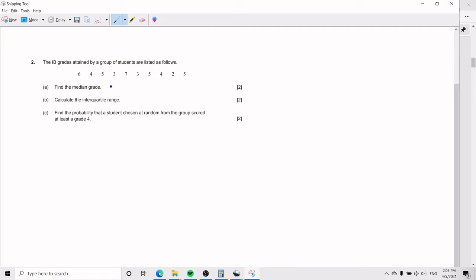Hello everybody, today we'll be going over an IB Math Studies problem on stats. We have that the IB grades attained by groups of students are listed as follows, and we have the list right here. They ask us to find the median grade.